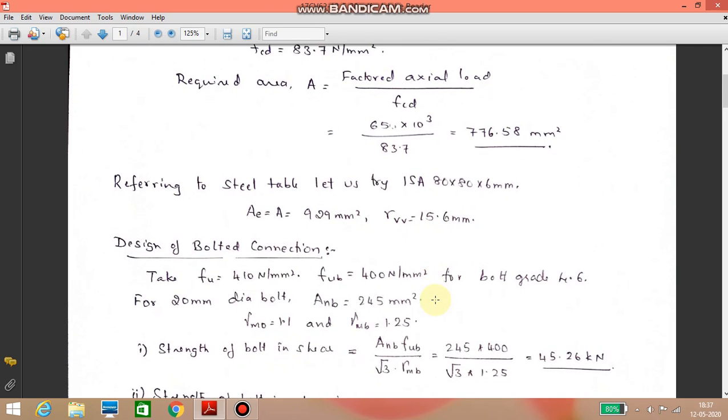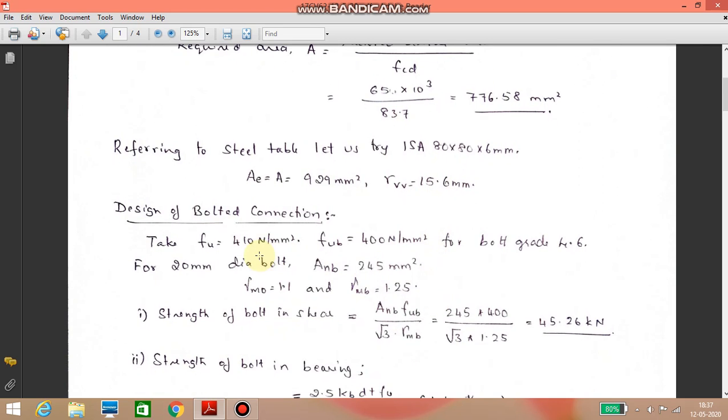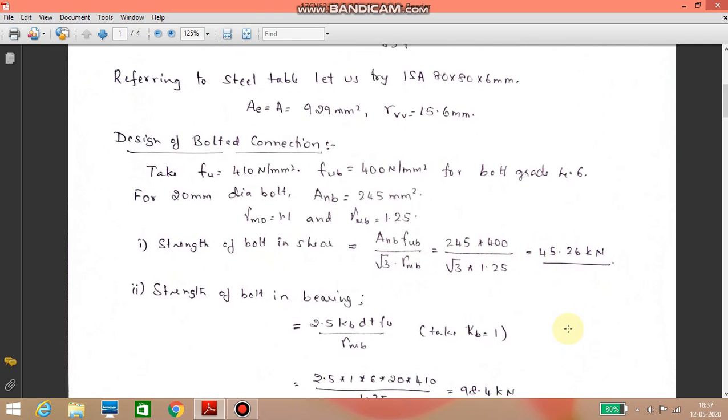Now, they have asked to do the bolted connection design. So you try to recall the bolted connection design. Fu equal to 410 Newton per millimeter square, fub equal to 400 Newton per millimeter square for bolt grade 4.6. For 20 mm diameter bolt, Anb equal to 245 millimeter square. We will consider Asb equal to 0. So gamma m0 equal to 1.1 and gamma mb equal to 1.25. Strength of the bolt in shear equal to Anb into fub divided by root 3 into gamma mb, upon substitution gives you 45.26 kilonewton.